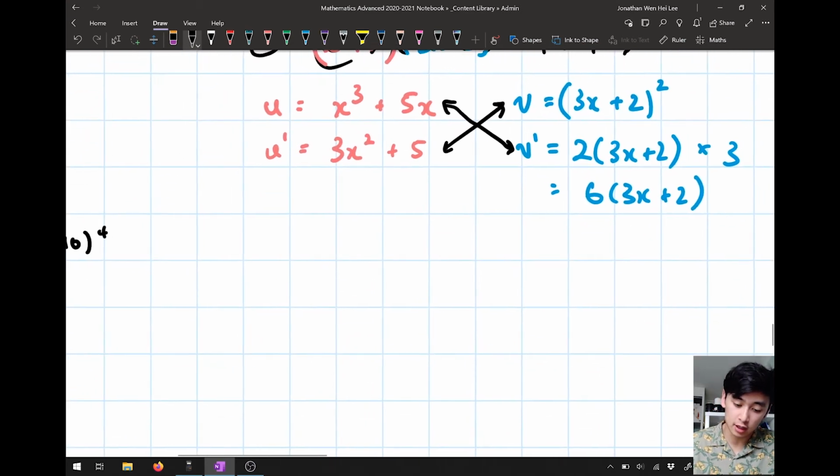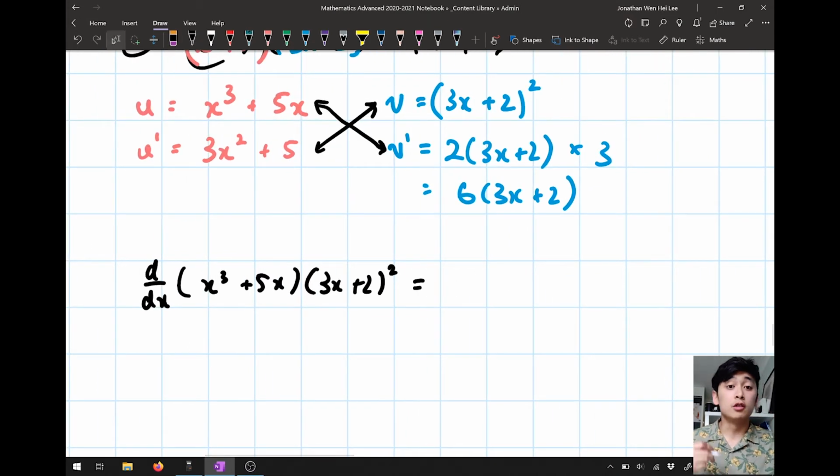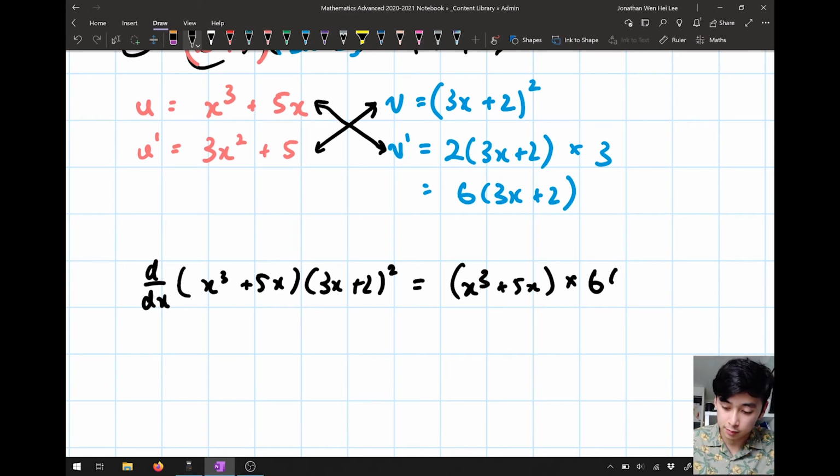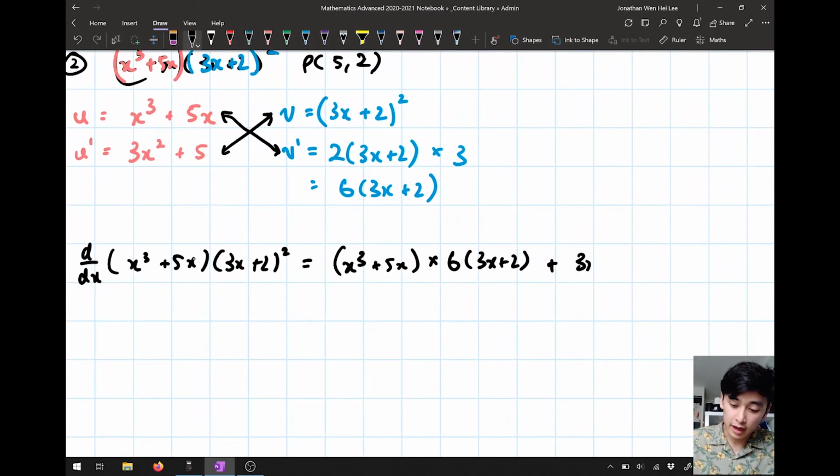So let's do that. So here, d/dx of my original function, (x cubed plus 5x) times (3x + 2) squared, is equal to the original of my first one, so x cubed plus 5x, times the derivative of my second one, times 6(3x + 2). Okay, and that's plus (3x squared plus 5) times (3x + 2) squared.